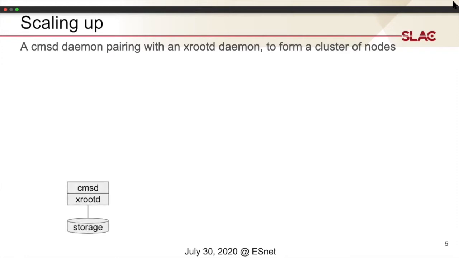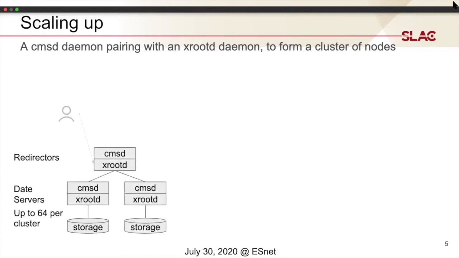So here is the traditional Xroot storage on a single node. Instead of just the Xroot daemon, we have a CMS daemon. We can add another one, and we can actually add 64 of them. And on top of them, we add another Xroot and cmsd without storage. We use that as a redirector so that a client can talk to this redirector, and then the client will be sent to the data server that has the data.